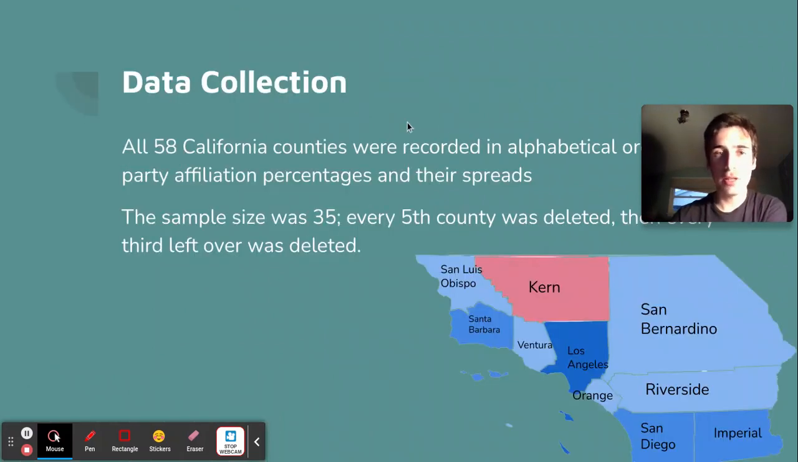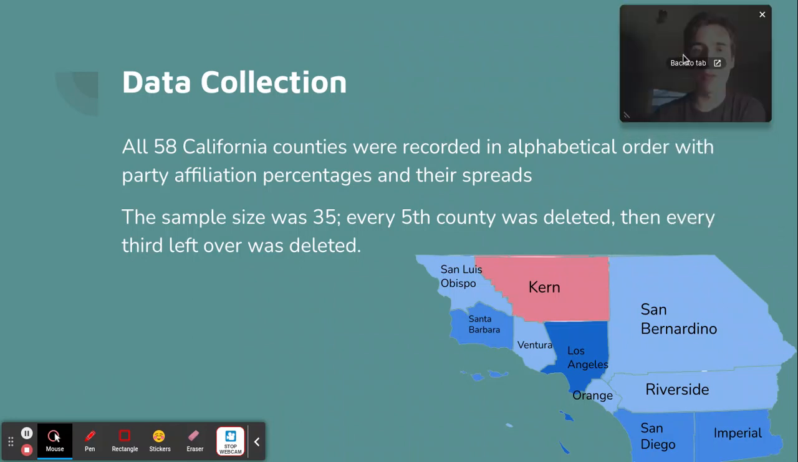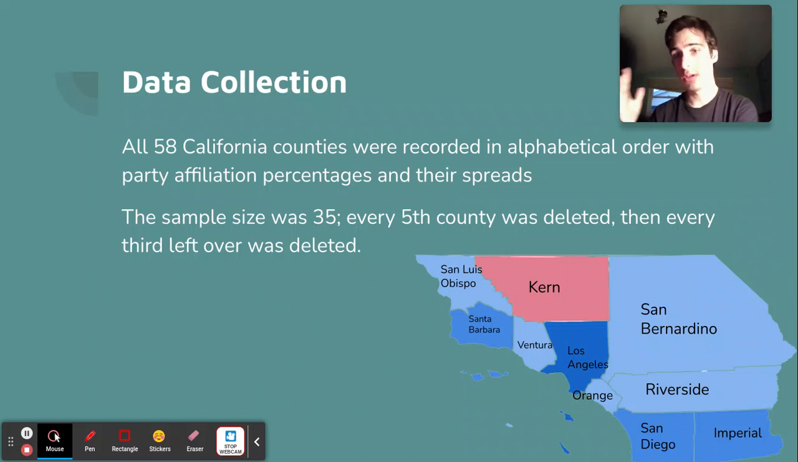So for data collection, all 58 California counties were recorded in alphabetical order with party affiliation percentages and their spreads. And I used the spread and the percentages of voter affiliation in each county to determine whether a county was plurality Democratic or plurality Republican.